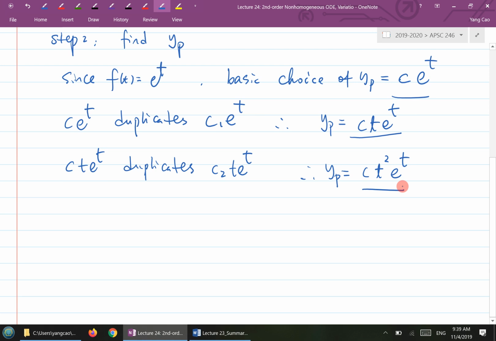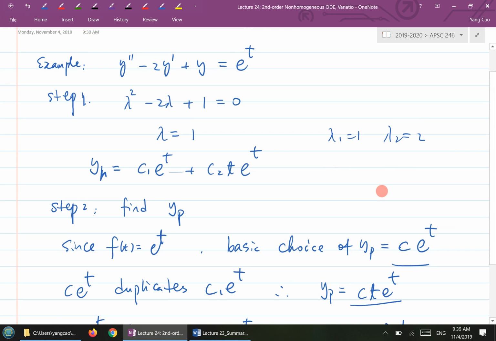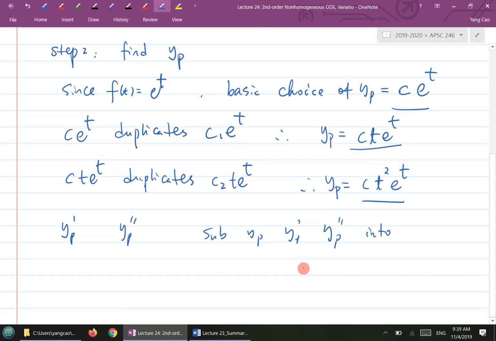So the rest of the work is pretty similar. Then you calculate YP prime, YP double prime, and then you substitute YP prime and YP double prime into the original equation here.